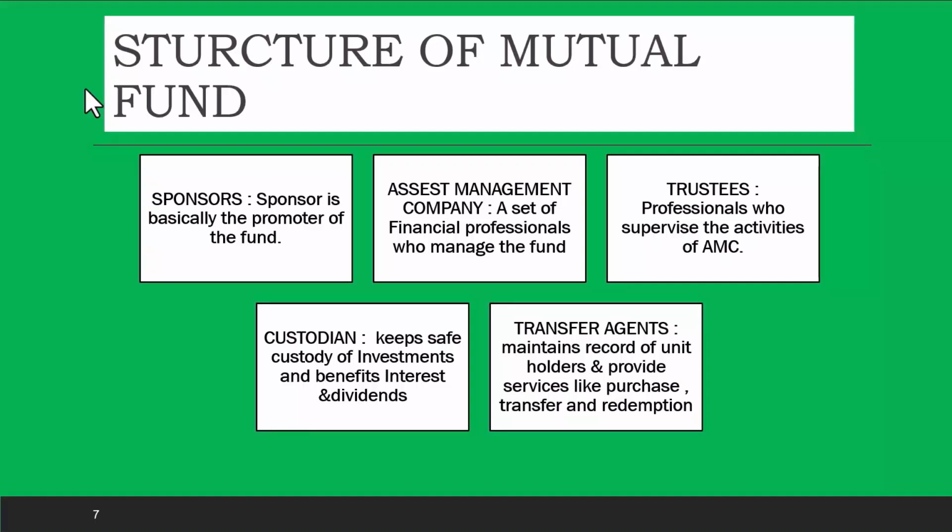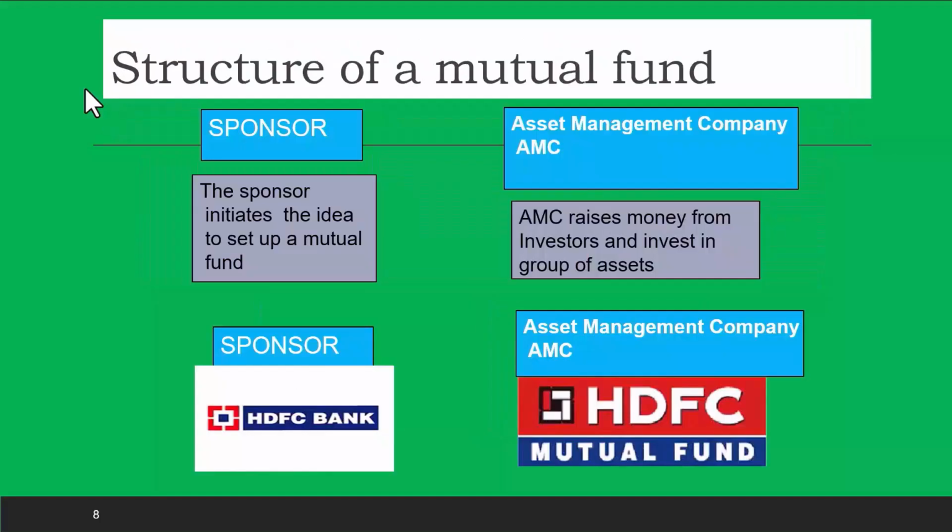This is the structure of a mutual fund. The sponsors are basically the promoters of the mutual fund, as I told you. Then there is an asset management company, which is set up or managed by financial professionals who manage the fund. Then the trustees who supervise the activities of the asset management company. Then we have custodians who keep safe custody of investments. And finally, we have transfer agents who maintain records of unit holders and provide services like purchase, transfer, and redemption of these schemes.